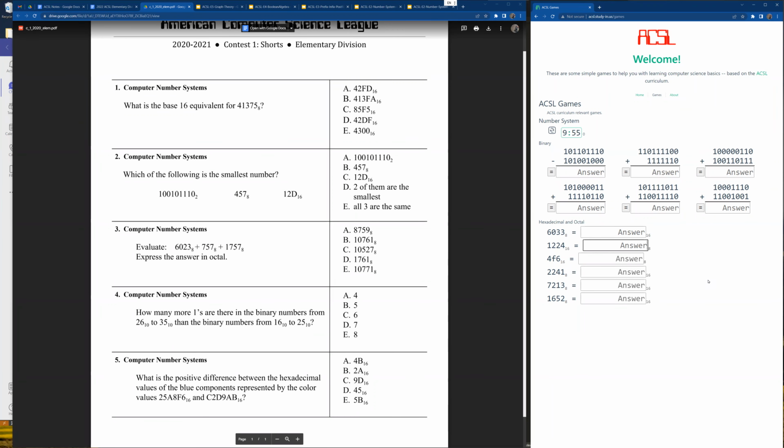So 1 2 2 4 in hex. That would be 0 0 0 1, 0 0 1 0, 0 0 1 0 again, and 0 1 0 0. Now you want to split it into 3 digits.